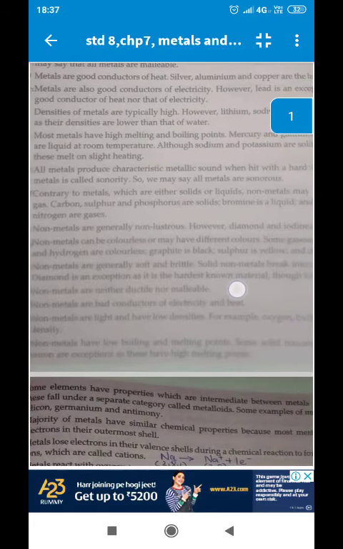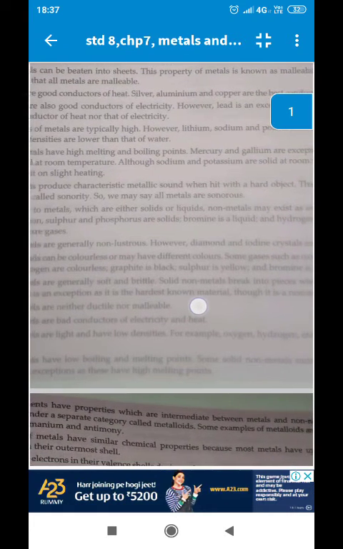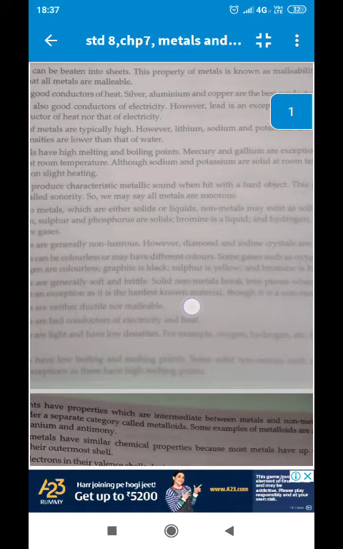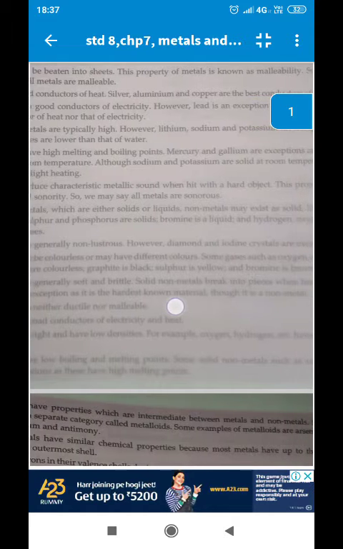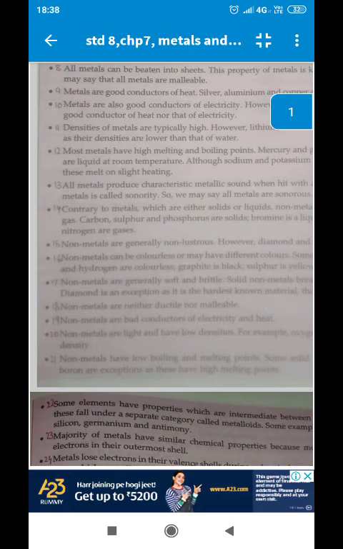All metals produce a characteristic metallic sound when hit with a hard object. This property of metals is called sonority.